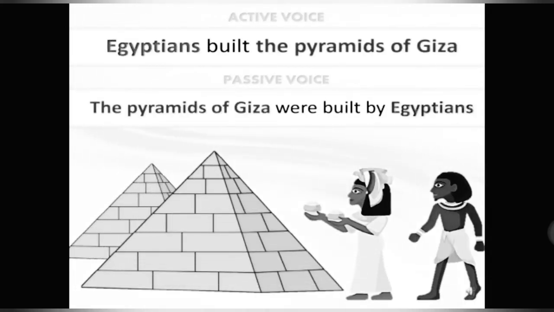Egyptians built the pyramids of Giza. Now you change? Yes, you are right. We will start with an object, that is the pyramids of Giza. Then we will use the helping verb, that is were.